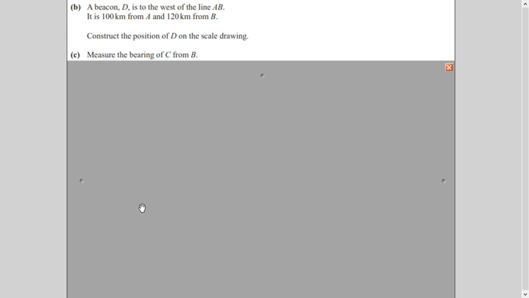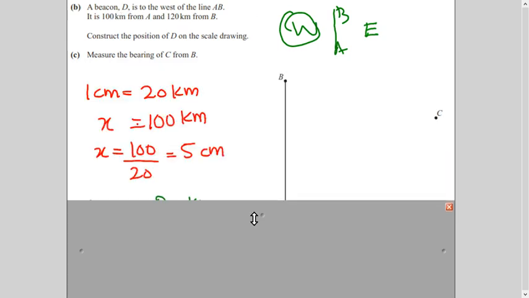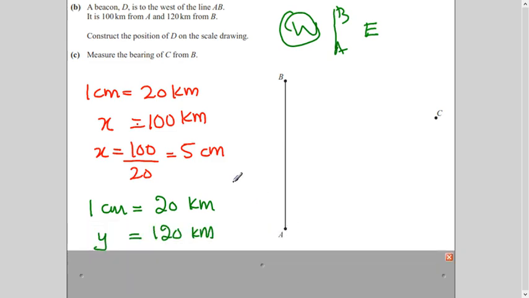Now let's see the second part of the question. It is saying a beacon D is in the west of the line AB. Now if the line AB is here, this side is east, this side is west. So the point D is on this side somewhere of the line. First information. Second information, it is 100 kilometers from A. So let's see here. From here it is 100 kilometers and from B it is 120 kilometers.